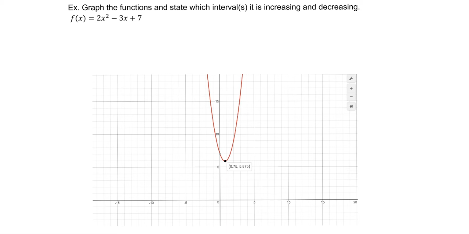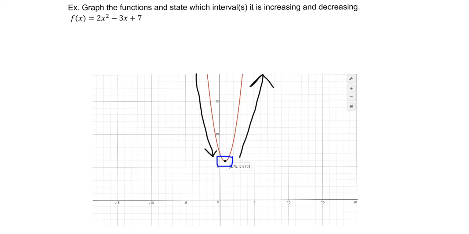We're not always going to have nice x values for increasing and decreasing. They can be decimals, and when that happens, we typically like to round to 1 or 2 decimal places, depending on how many decimals it is. There is only one turning point on this graph, and it is this point at the bottom. When we look at our graph, it starts out decreasing, then we have our turning point, and then it increases after that.